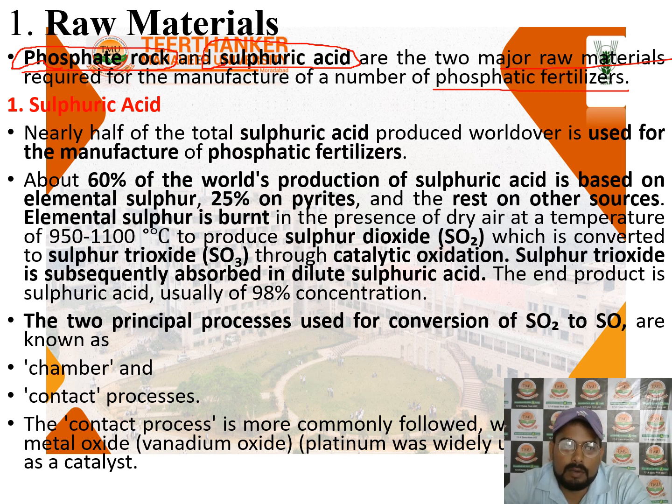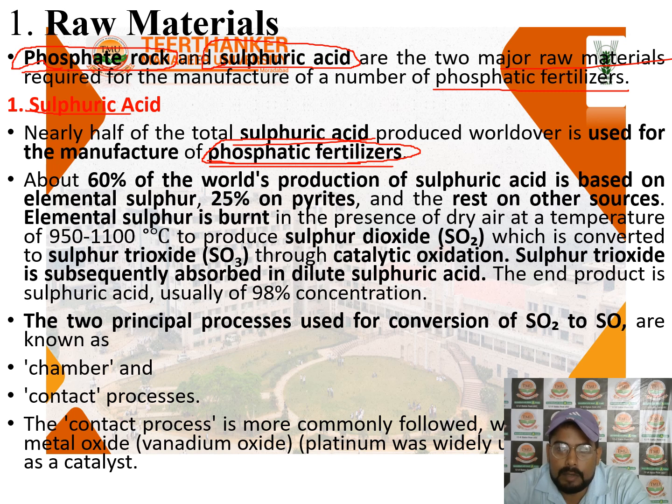So the discussion must first cover these materials: why are they added and used in these fertilizers? The first is sulfuric acid. Nearly all of the sulfuric acid produced worldwide is used for manufacturing, meaning fertilizer manufacturing is the major user of sulfuric acid at the world level.